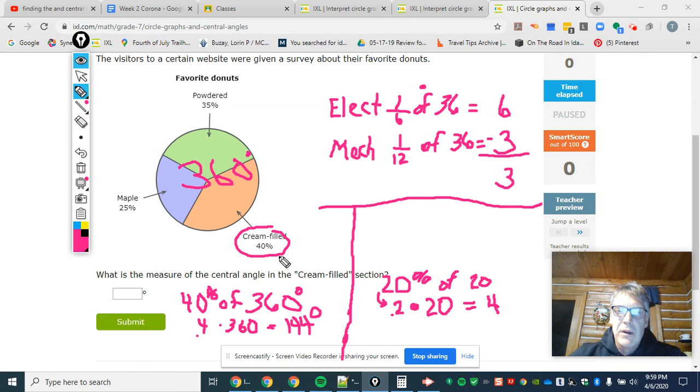I have it written for you. I want to find 40% of the total circle, 360. So change 40% to 0.4 times 360. Use a calculator, and you're going to get 144. So this angle right there is 144 degrees.